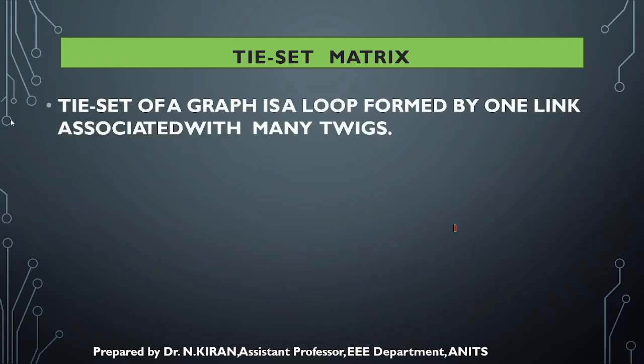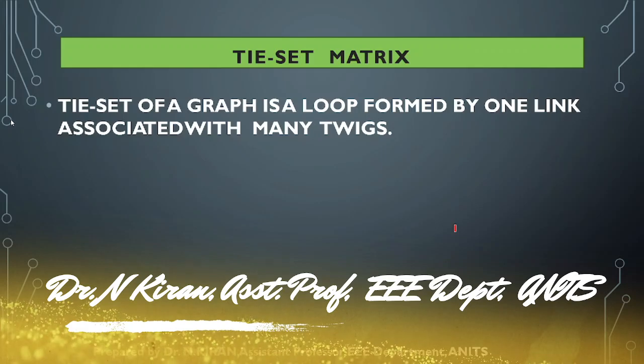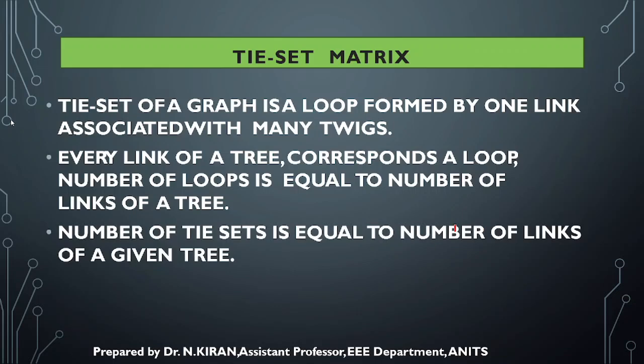First, what is a tie set? A tie set of a graph is nothing but a loop that is formed by one link which is associated with many twigs. So, which means that in order to form a tie set, we should have only one link, but it can have any number of twigs. So every link of a tree corresponds to a loop, and the number of loops is equal to the number of links of a tree, and the number of tie sets is equal to the number of links of a given tree.